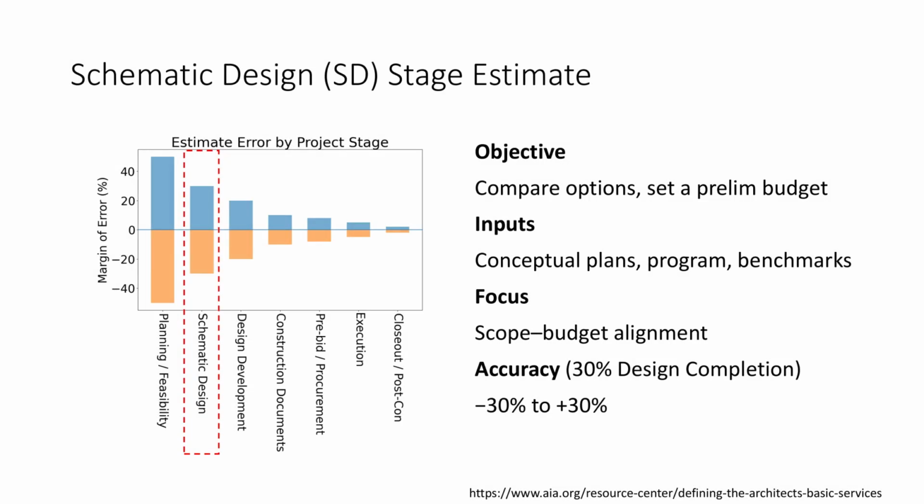We learned that at the schematic design stage, the objective is comparison, not precision. We're typically working with conceptual plans, program information, and benchmarks. Design is about 30% complete, and accuracy expectations reflect that, often plus or minus 30%. If someone asks for a precise number at this stage, that's a red flag. Precision without information is dangerous.